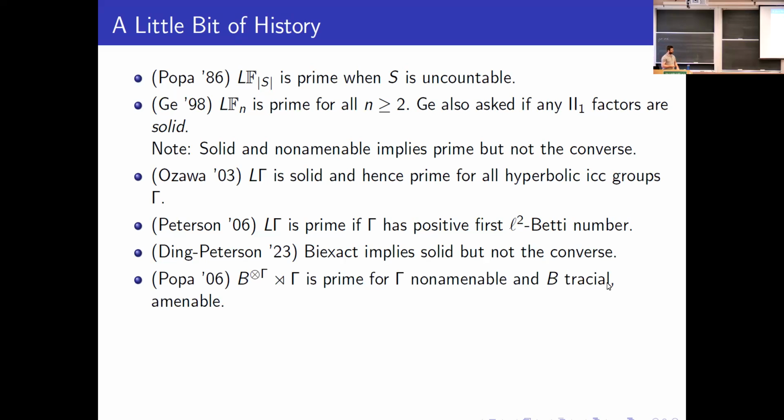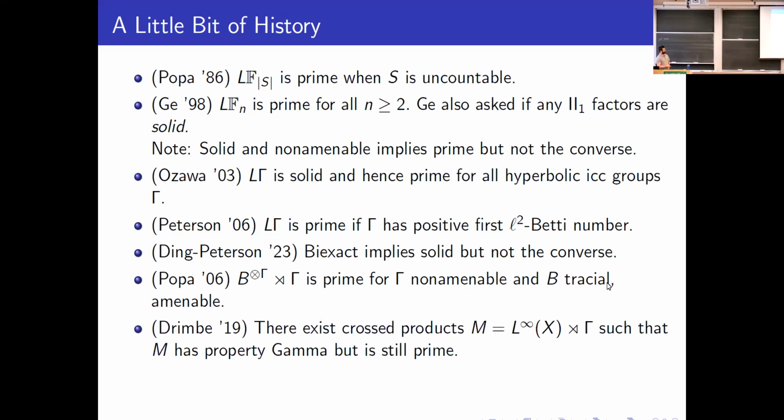So I want to give some examples of cross products. B to the gamma cross gamma. So this is the Bernoulli cross product, or just the wreath product. So Popa showed that if B is a tracial amenable von Neumann algebra and non-trivial, so it can't just be C, but it can literally be like C direct sum C, then it's prime whenever gamma is non-amenable.